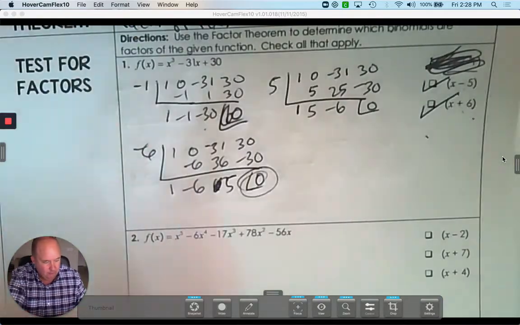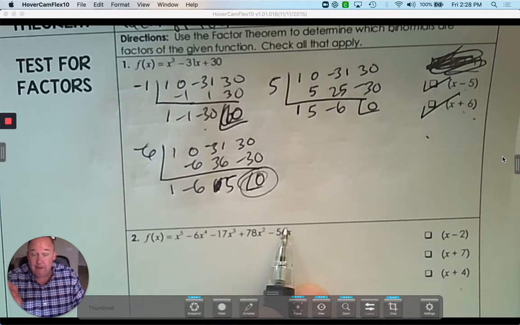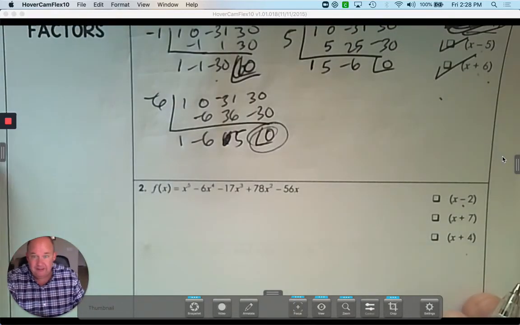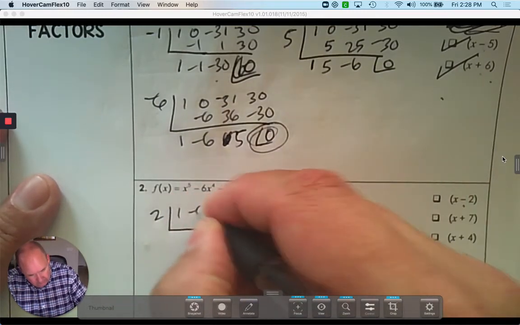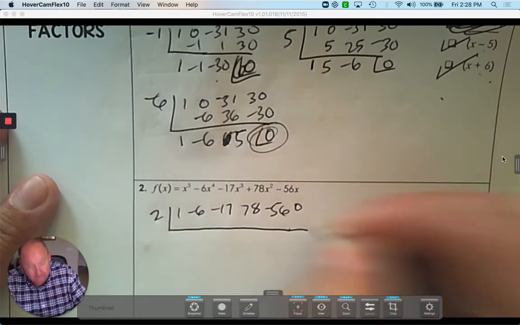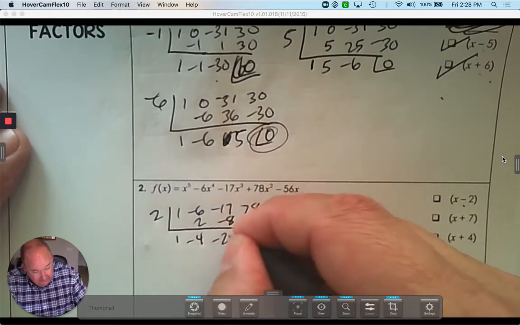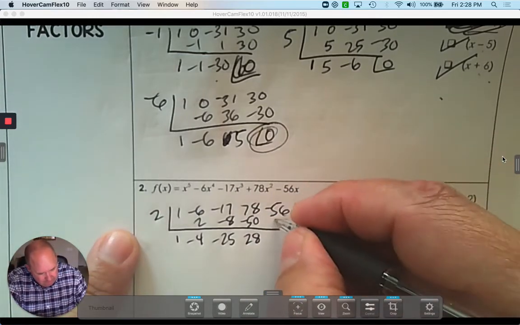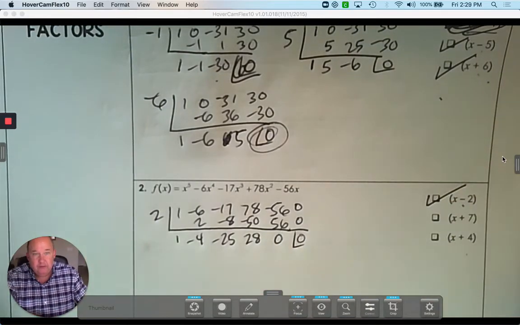Let's try it again. Which one of these is a factor of this long, big polynomial? How will I know? By taking the 0 when doing synthetic substitution and seeing if the remainder is 0. So here we go. +2. 1, -6, -17, 78, -56, and don't forget the 0 at the end. So that's 1, 2, see if I can do this one right. -8, -25, -50, 28, 56. Yep. The remainder is 0. This is a factor.